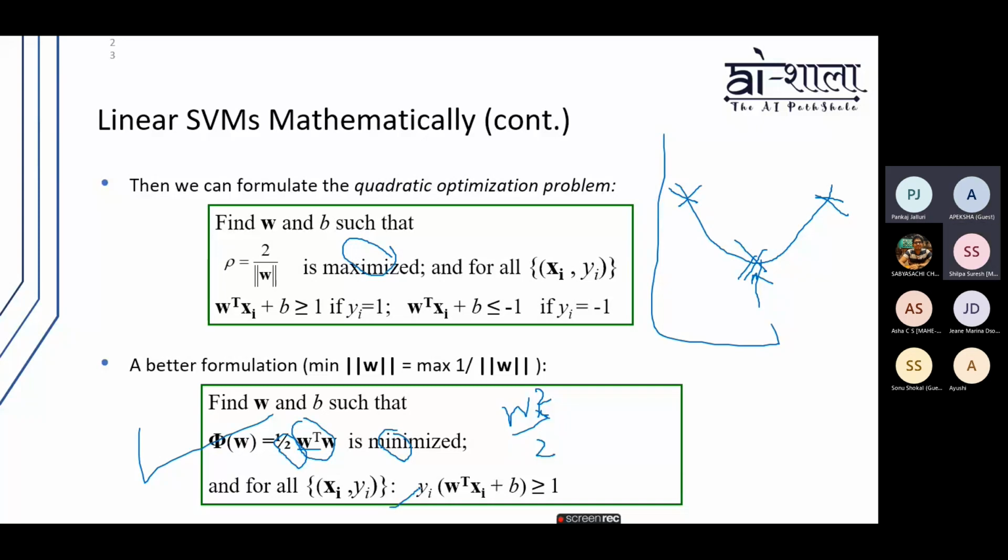What is the requirement of squaring for minimizing? Yes, no requirement. You can also do it with W by 2. But the problem is you want to make calculations simpler and easier.